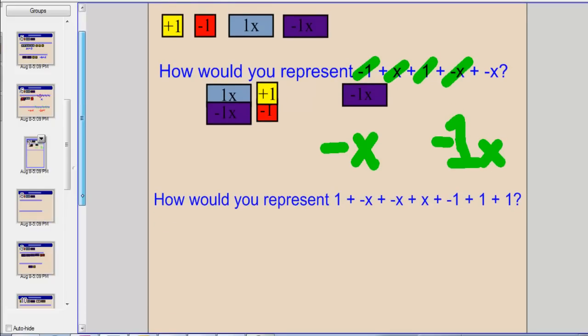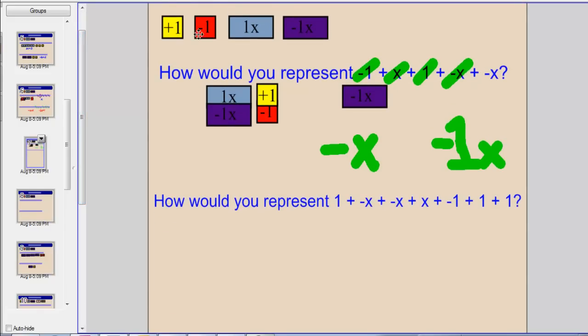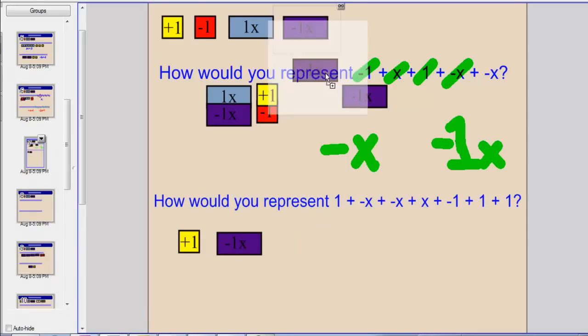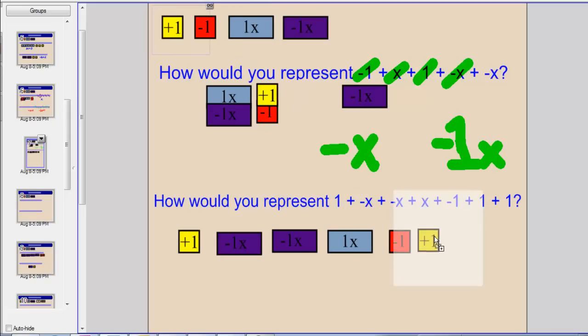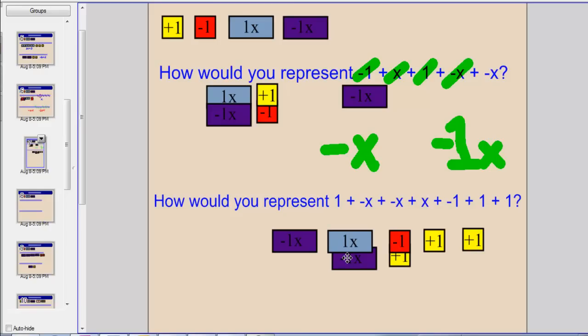In the next problem, we have a 1, and we have two negative x's. So think about what you would be doing right now if you had to represent these. And then an x, and then a -1, and then two 1's. Again, anything where we have opposites, I'm going to drag on top of each other to cancel. So think about what we have left here.